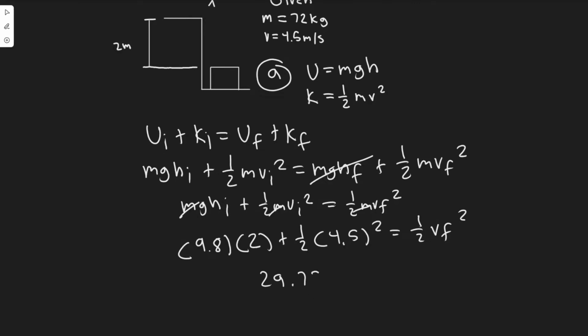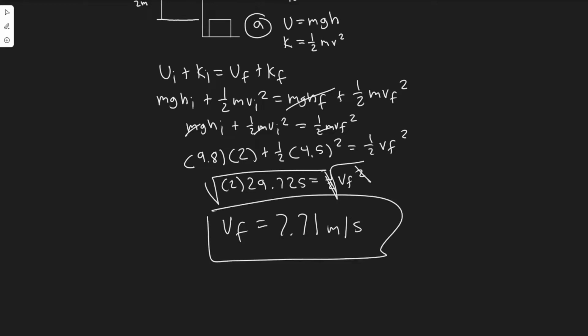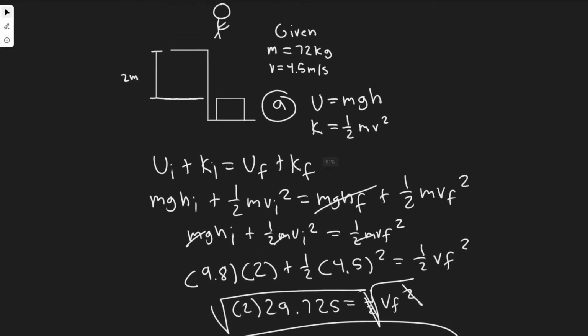Yeah, 725 equals 1/2 v final squared. Multiply both sides by 2, and then you would square root it to get rid of that. So you basically just take the square root of that. So V final is equal to, so I'm multiplying the value by 2, then square rooting it, and you'll get 7.71 meters per second. So 7.71, that's going to be the velocity when he lands on the trampoline.